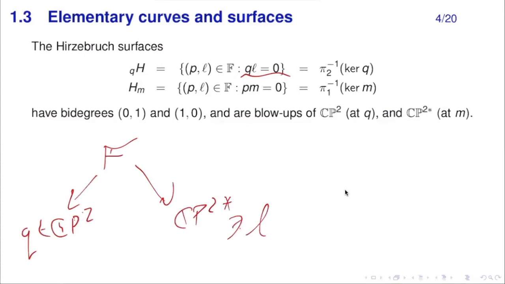And so if we use this equation, Q is fixed here. So we're looking for the pairs PL for which QL is 0. And that's really the same thing. I'm talking about the first Hirzebruch surface. That's the same thing as saying Q defines a line.